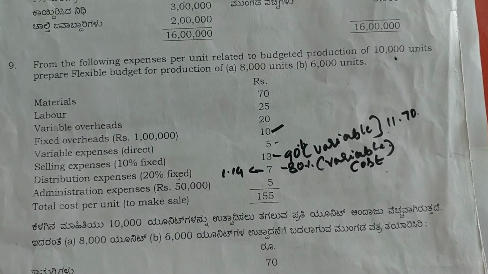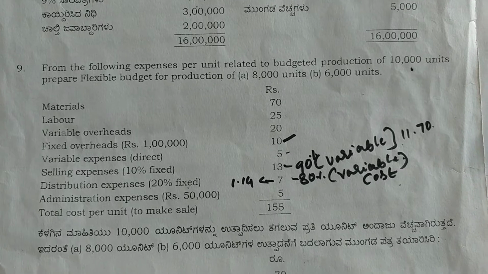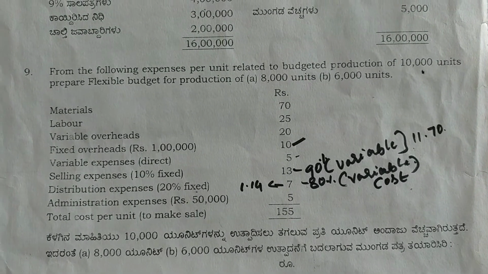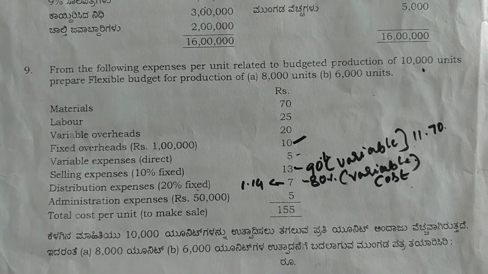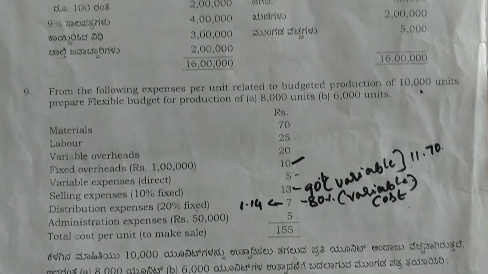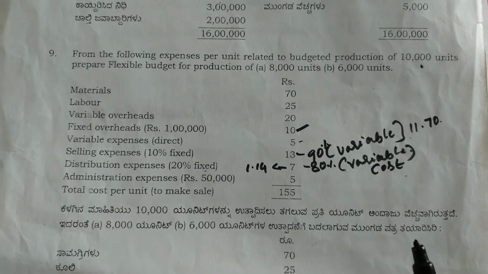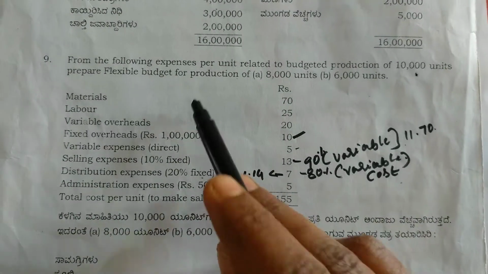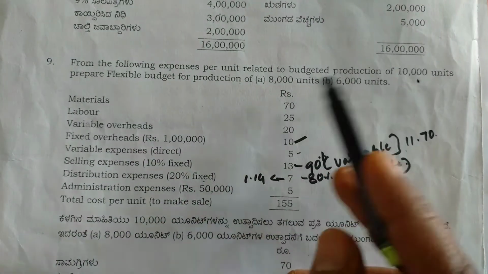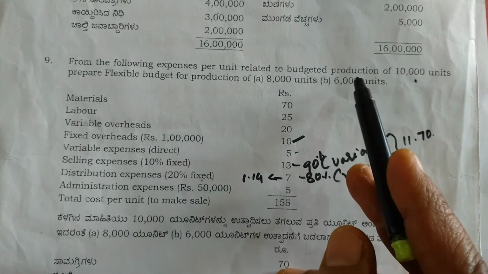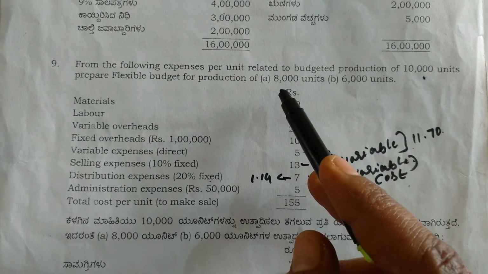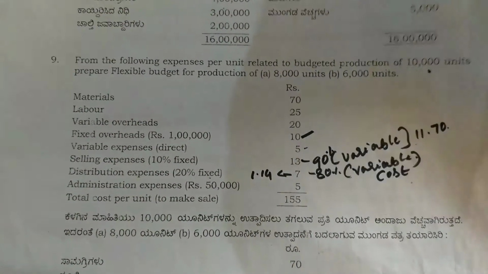The total cost per unit is 155 rupees for 10,000 units. You need to prepare the budgeted production for 8,000 units and 6,000 units. Another thing, in this problem they have not asked to prepare the cost per unit for 8,000 and 6,000, but even so we are going to calculate it for our understanding. Well, let me go for the solution part.